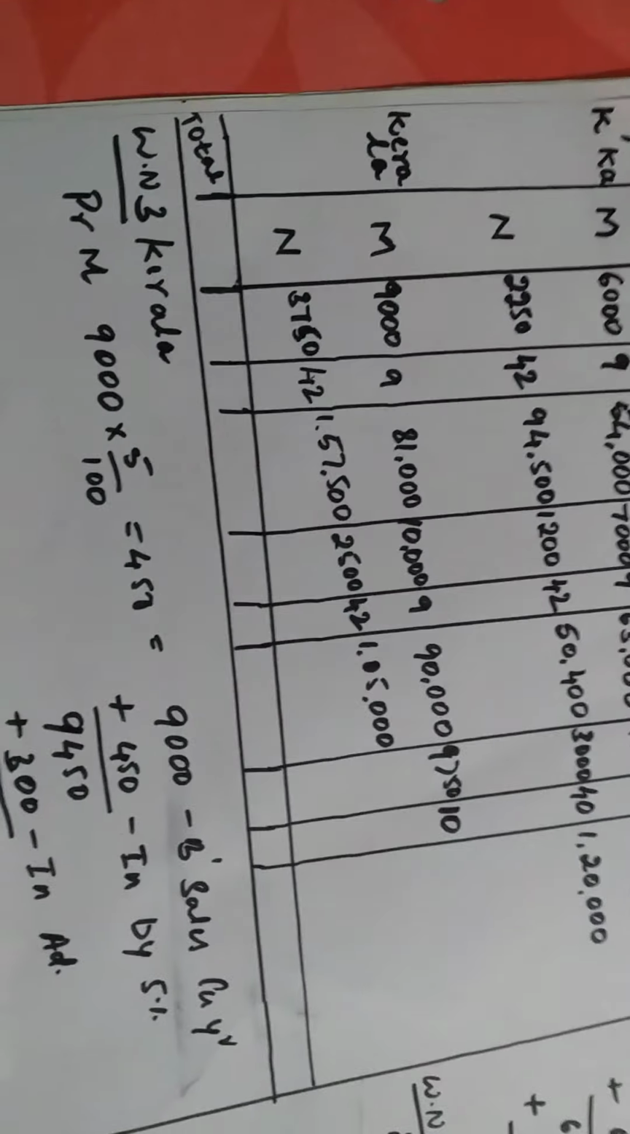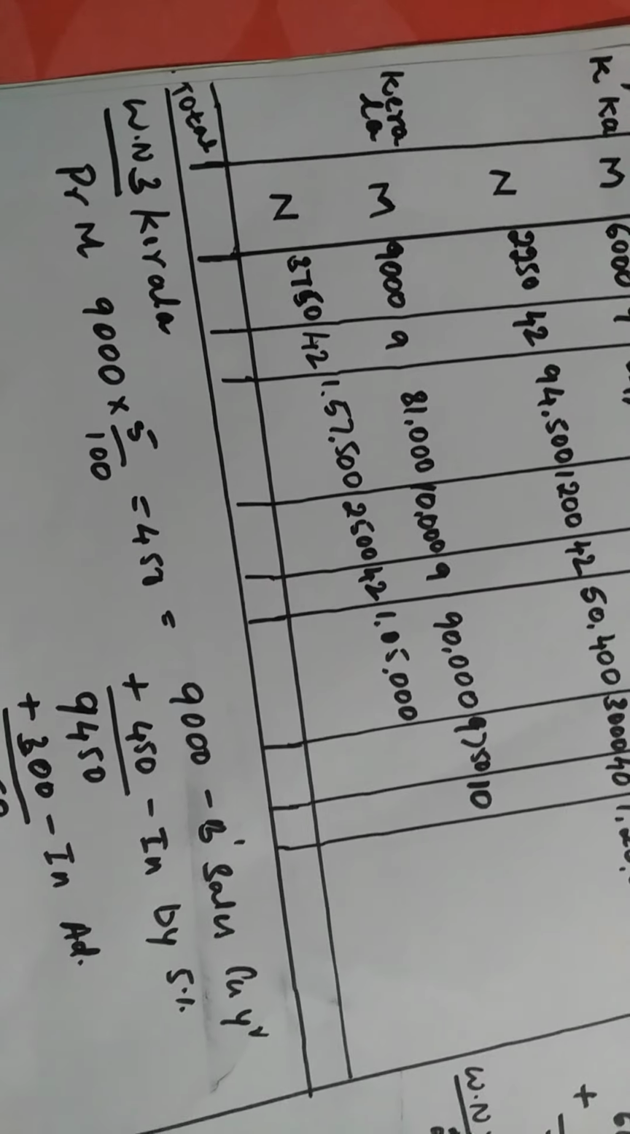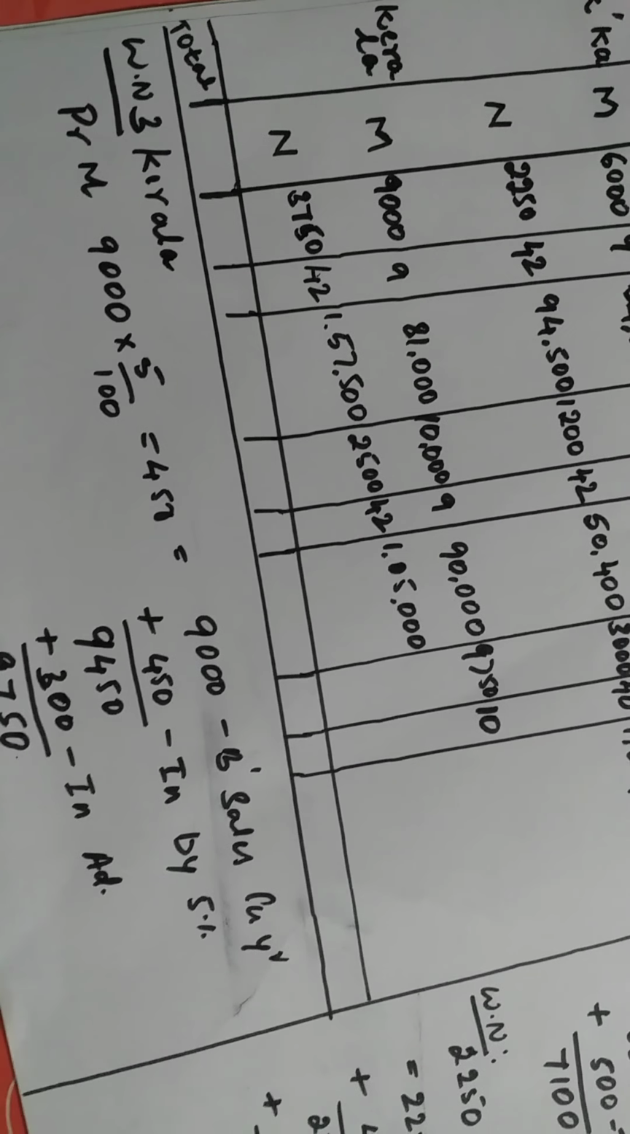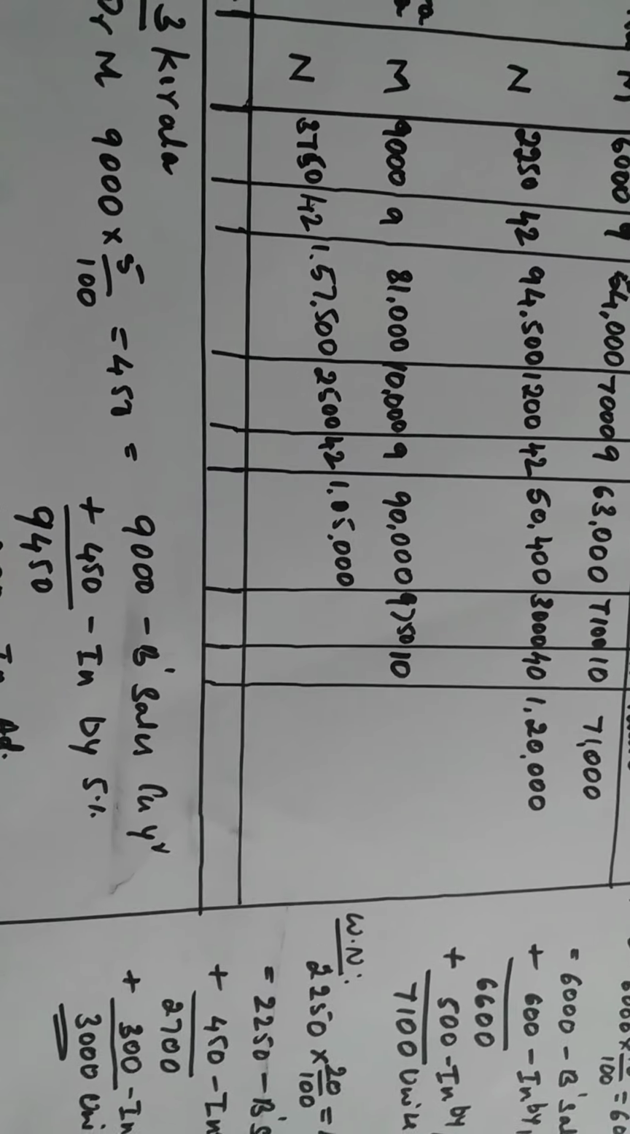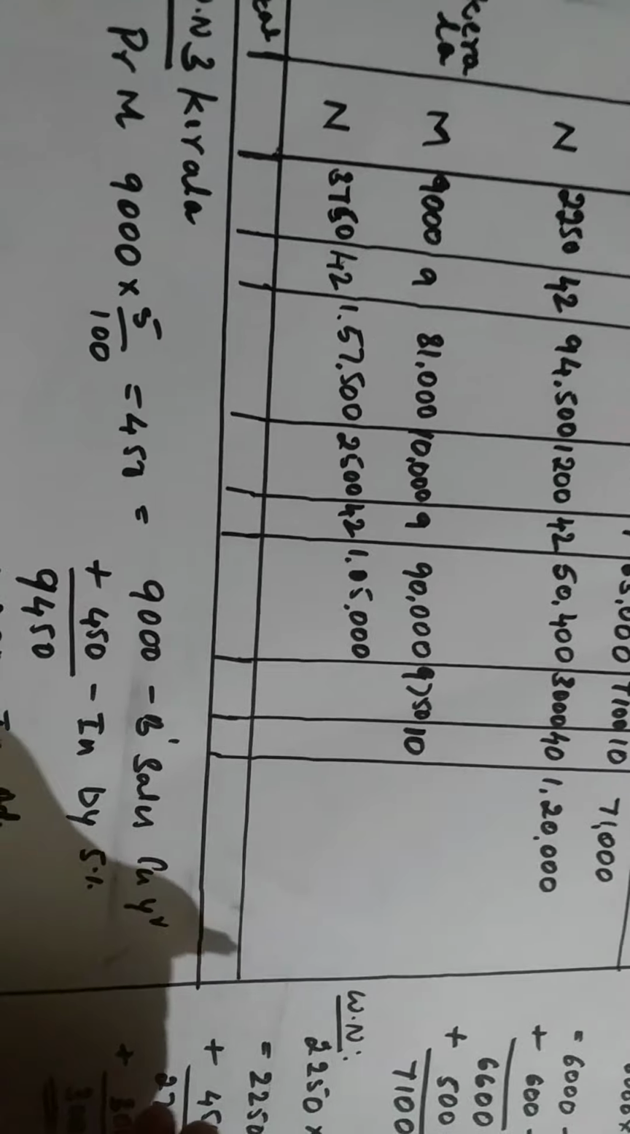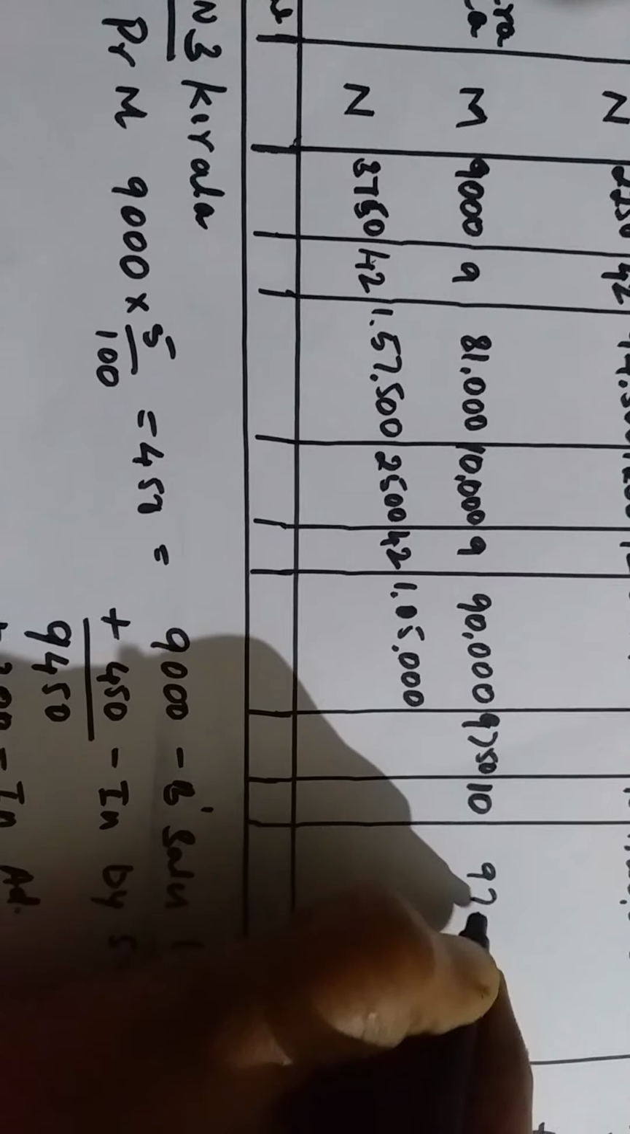9,750 units at the rate of rupees 10. So 9,750 you can multiply with 10 rupees per unit. It comes to 97,500.